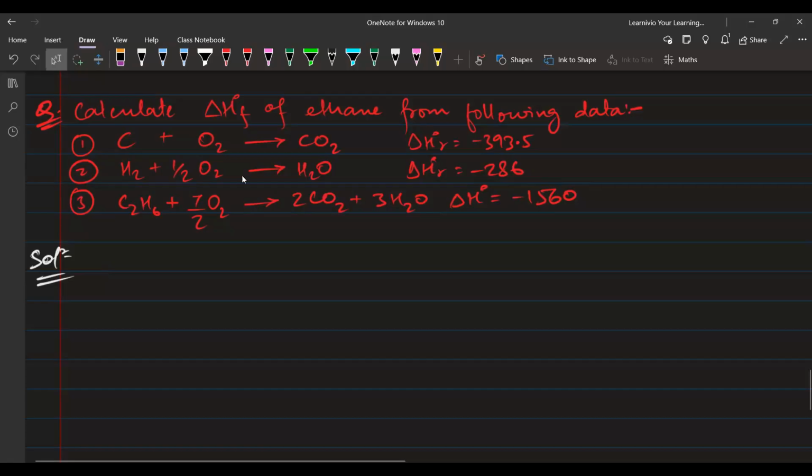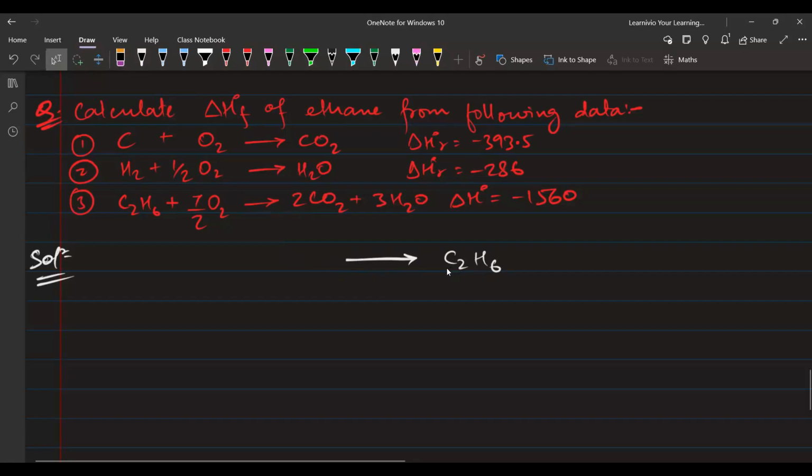See what they're asking. They're asking the enthalpy of formation of ethane. So for that, write a reaction. What is the enthalpy of formation of ethane? You're going to have C2H6. How many moles of C2H6? Ethane is C2H6 by the way, है ना? अगर आपको नहीं पता तो पता होना चाहिए. Ethane means two carbon atoms, and it is an alkane, CnH2n+2, that is C2H6.